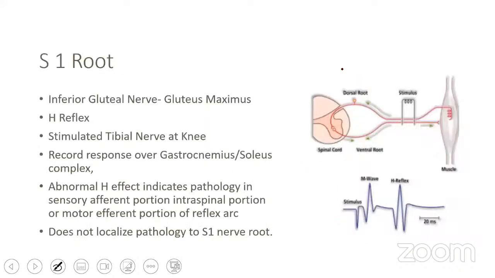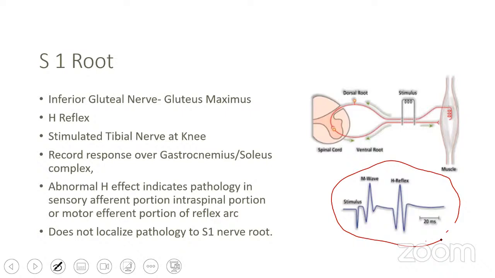Inferior gluteal nerve, that is the gluteus maximus, and the H reflex is seen here. This is studied to identify S1 root pathology. S1 radiculopathy is the most common thing that happens among the plexopathies and radiculopathies in the lower limbs.